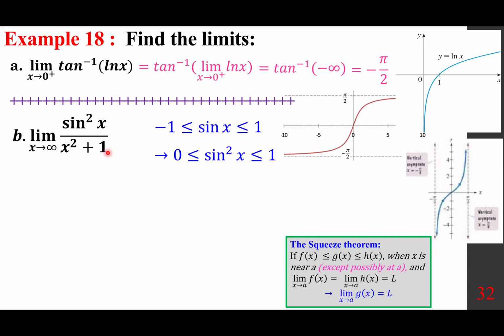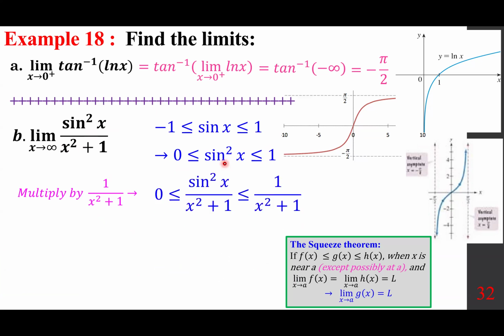We wanted to make it look like that. I hope you recognize if we multiply by 1 over x squared plus 1, we get this expression. If I multiply, the left side remains as 0, the right side is going to be 1 over x squared plus 1, and the middle is what we are looking for. This looks like the function we are interested in.